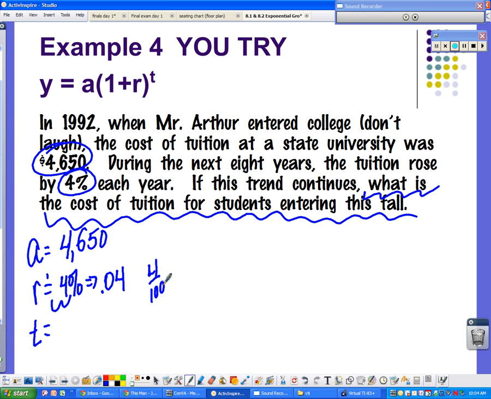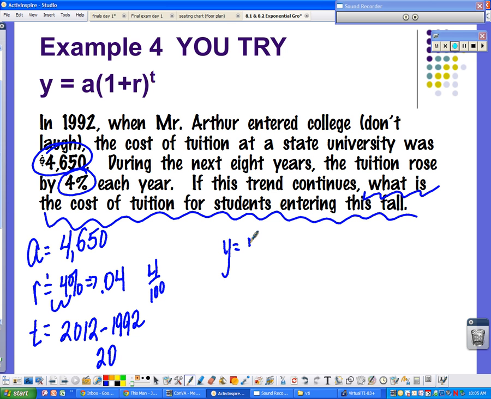Now, if you use 2012 as your time, that's a number. It's like naming a year. It doesn't tell you how many years, it just tells you the year. So what you actually have to do on this one is take 2012 minus 1992, and you get 20 years. Then you can plug it in your formula.